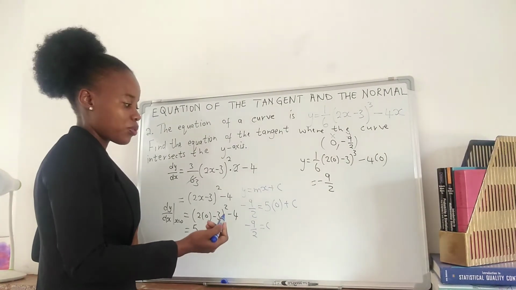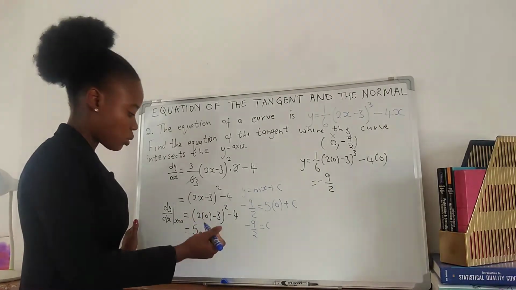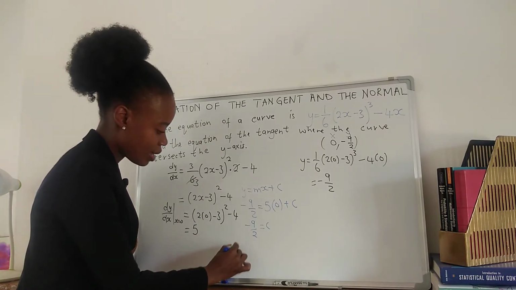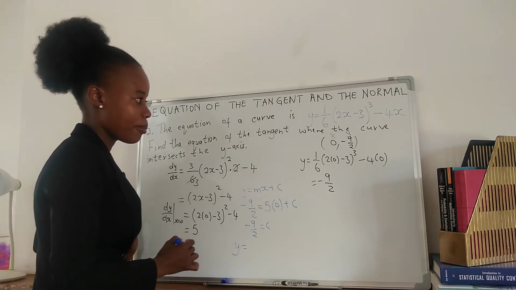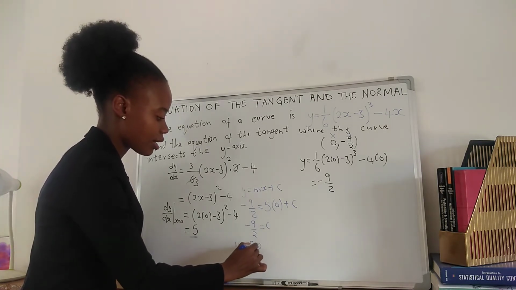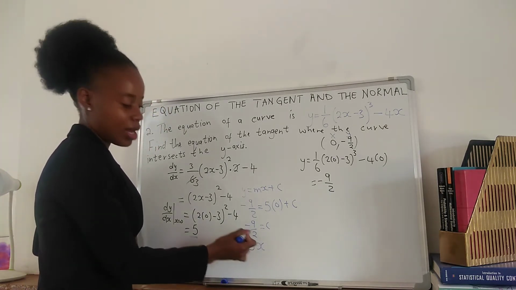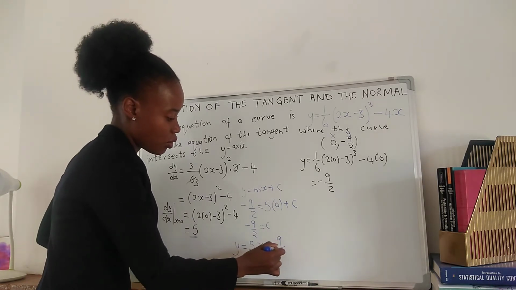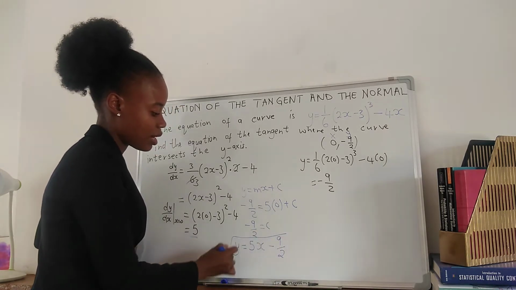Then we substitute to find the equation of our line. So we're going to have y equals m, which is the gradient, here 5, x minus 9 over 2. This is our final answer.